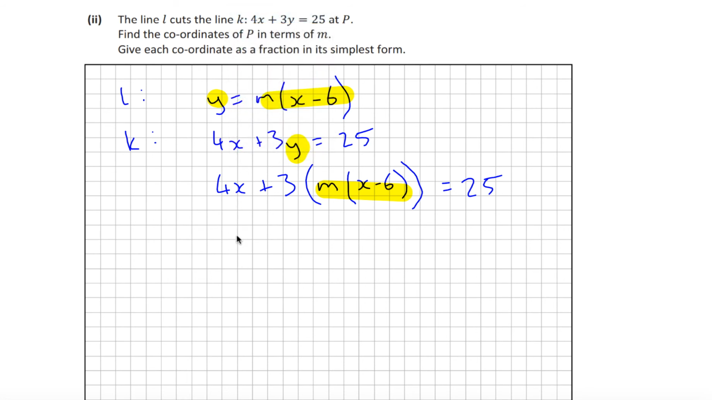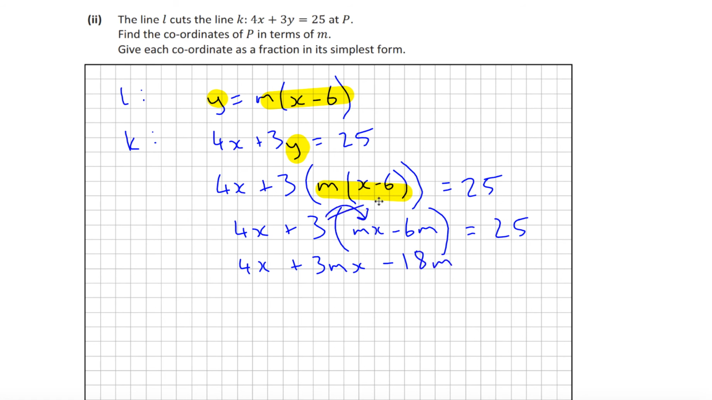Okay, so now what have we got? We have 4x plus 3 times m by x is mx, m times minus 6 is minus 6m, and that's equal to 25. So that gives me 4x plus, I'm going to multiply the 3 in now, 3mx minus 18m. So that's multiplying the 3 in this way, and that's equal to 25.